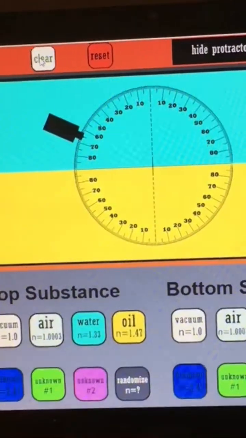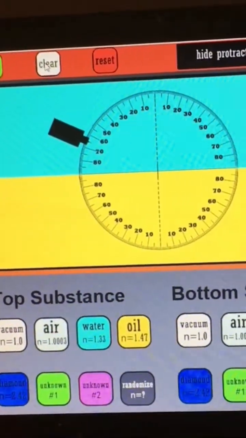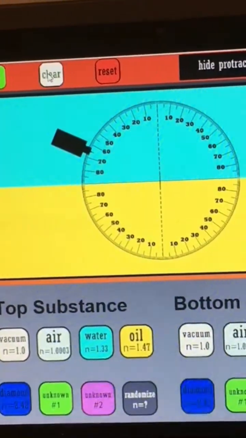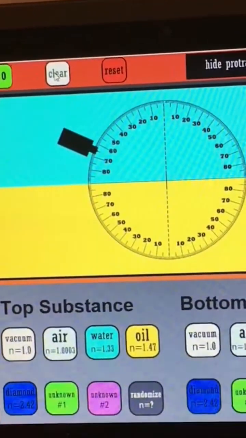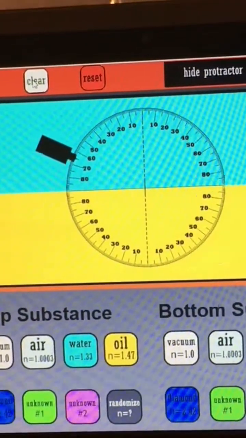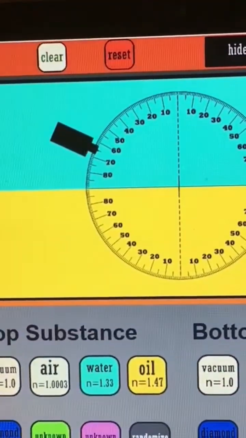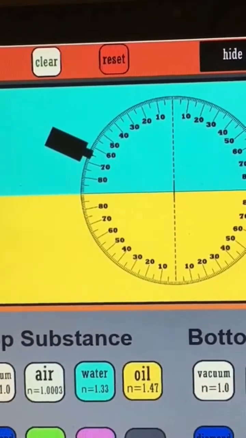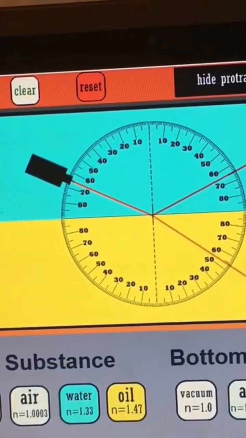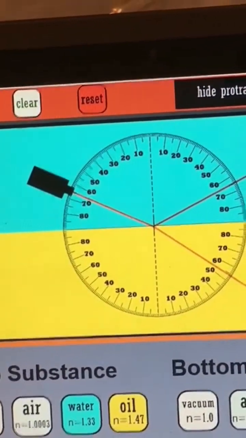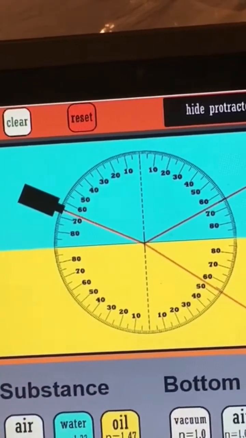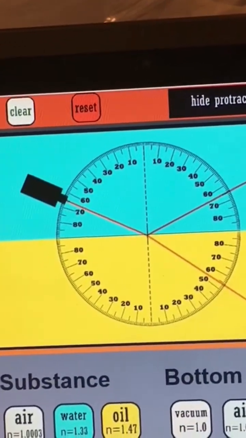For part 3, we change the top medium to water and the bottom medium to oil, so for medium 1, the index of refraction is 1.33, and for medium 2, oil, the index of refraction is 1.47. We will move our light, and we will hit go, and we will watch the light reflect, and we will see that we get 75 degrees for angle of incidence, 75 degrees for angle of reflection, and 54 degrees angle of refraction.